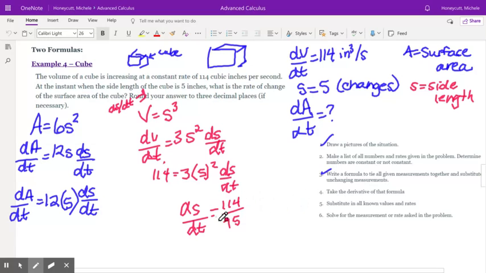So now that I have ds/dt, I can substitute it in right here. I can substitute it in right there, 114 over 75. Then I can evaluate and figure out what dA/dt is. So dA/dt is approximately, when you multiply all of that out, you get about 91.2 square inches every second.